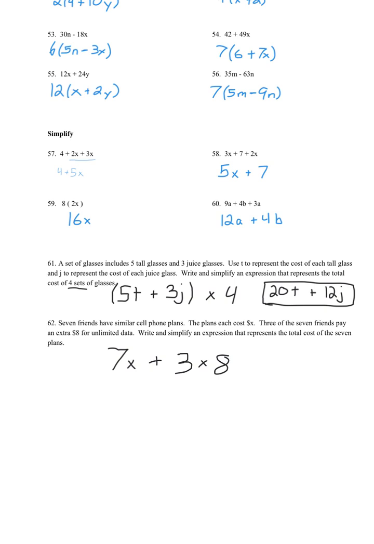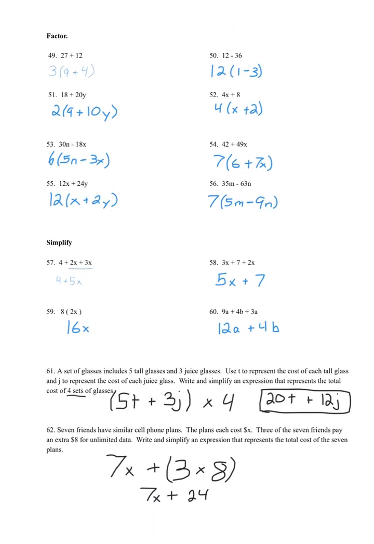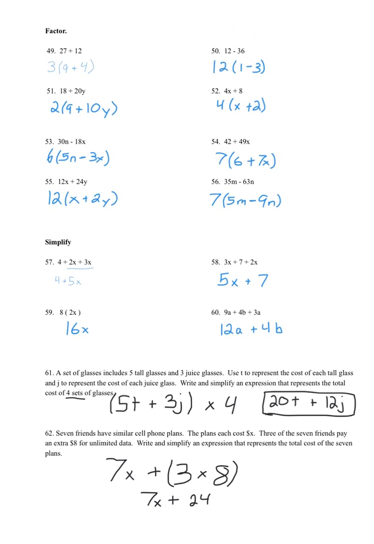We can throw parentheses around 3 times 8, even though it's going to be done first because of order of operations. But if we were to simplify this, we would do our 3 times 8 to get 24. And because 7x and 24 are not like terms, that would be fully simplified, showing 7x plus 24. Here's the final result of the last page of the study guide.